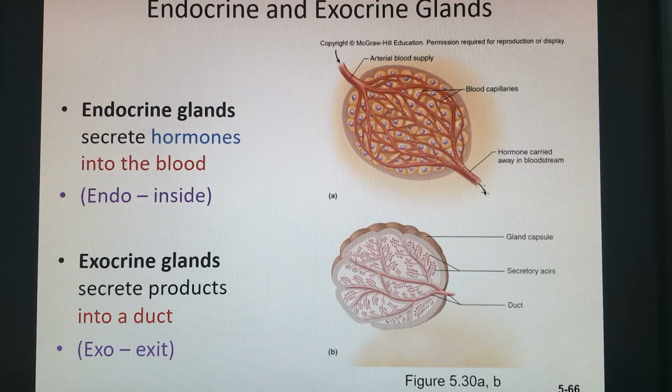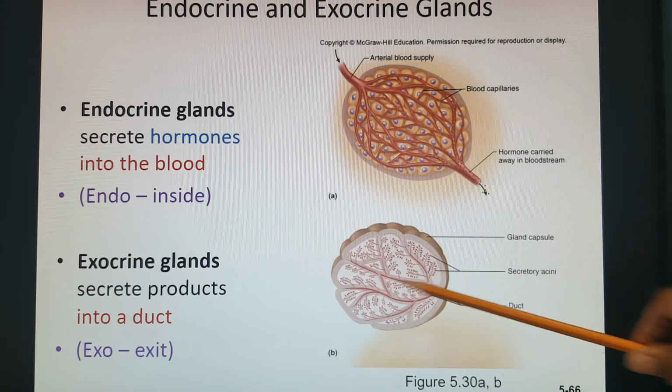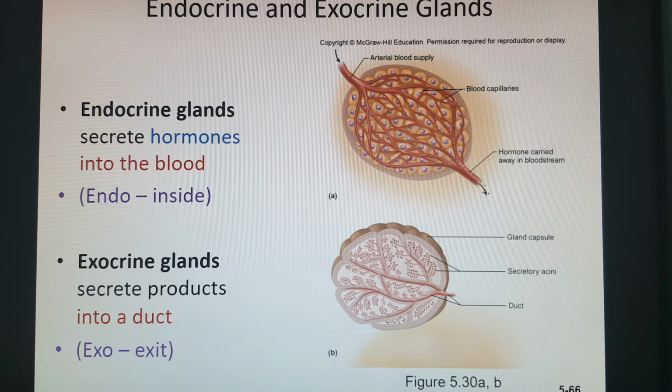So just a picture version so you can see it. Endocrine gland secreting into the bloodstream. Exocrine gland using a duct system to get its product to the outside.